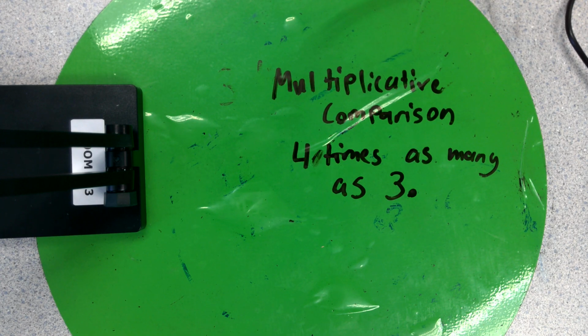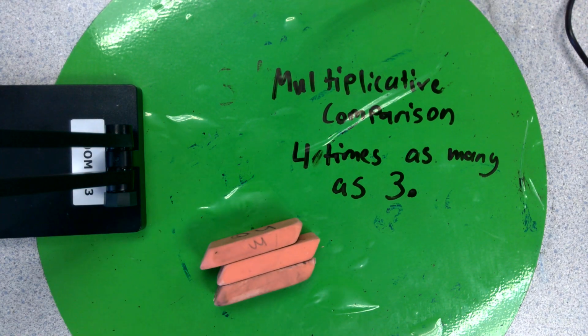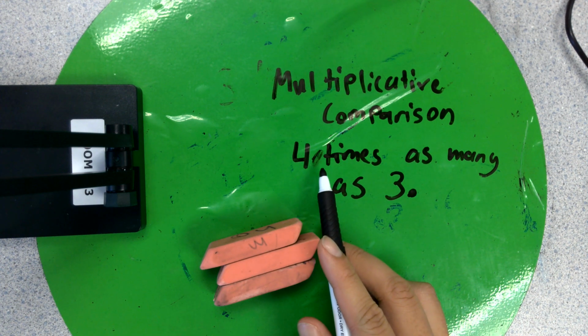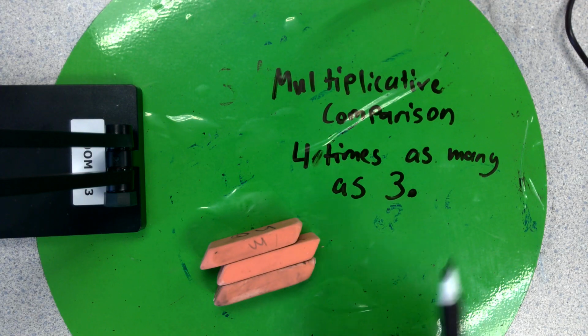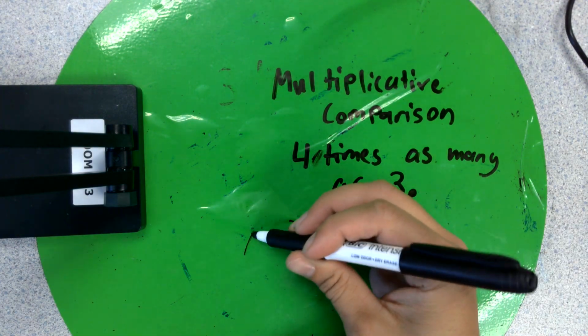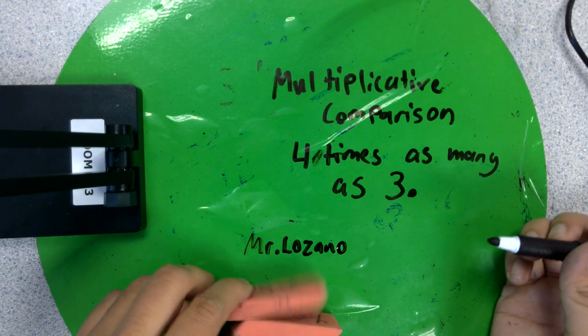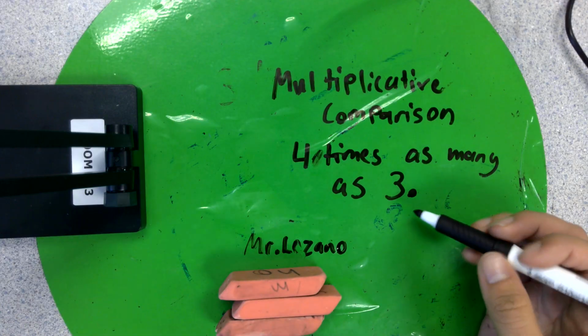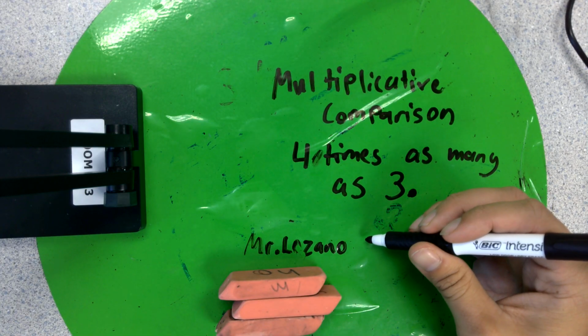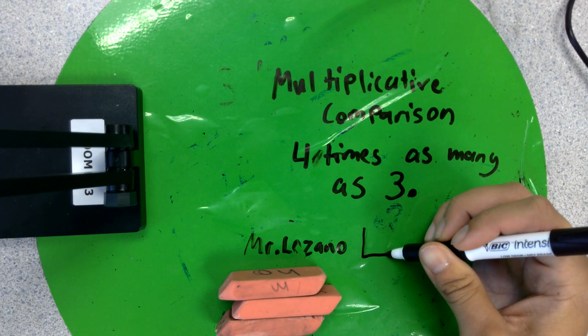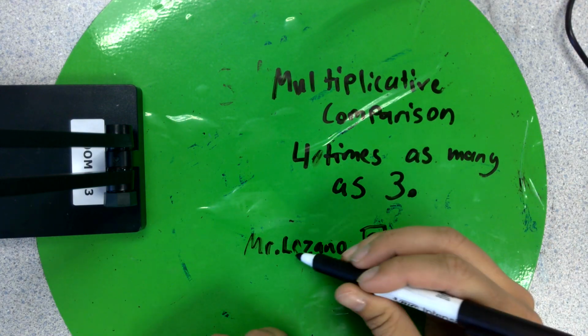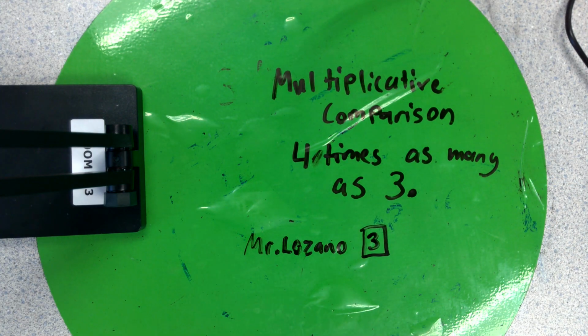But as I said, it's to compare how many someone else has compared to what we start out with. So, for example, I have 3 erasers here, and I want to find out 4 times as many as the number 3. So let's just put my name here. Since I have 3 erasers, I'm going to make what we call a tape diagram or a bar model to show that the amount of erasers I have is 3.